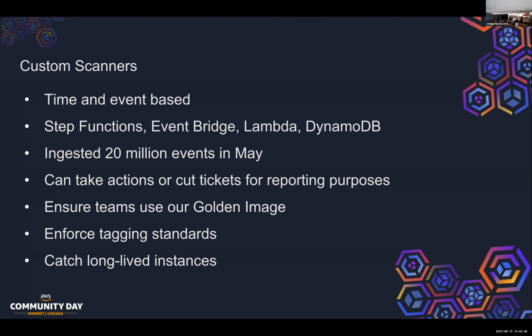At this point, I think in May, we had 20 million Lambda invocations that cost like $15, which is very cost effective, especially in the early days, when we were budget constrained and couldn't afford the tooling. Some of the things it does, it'll take actions, it'll cut tickets. The easiest one is using our golden image. We publish an image every month that the teams are expected to use.